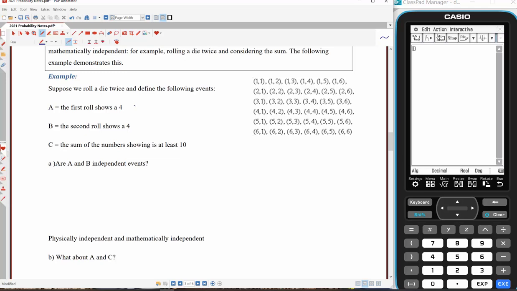So suppose we roll a dice twice and define the following events. The first roll shows a 4. That's all of these options here, which is 6 in 36, a 1 in 6 chance of that happening. The second roll shows a 4. That is these events here, so that is 6 in 36, or a 1 in 6 chance. The sum of the numbers showing is at least 10. There's the at least 10s: 4-6, 5-5, 5-6, 6-6 and so on, 6 in 36, a 1 in 6 chance. Are they independent? Let's check.